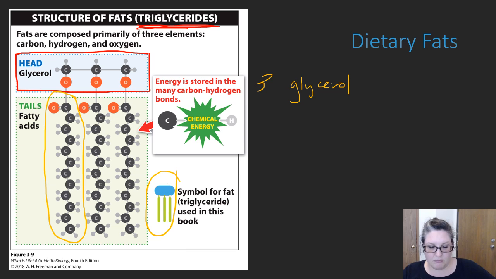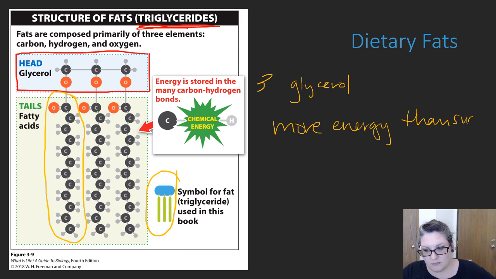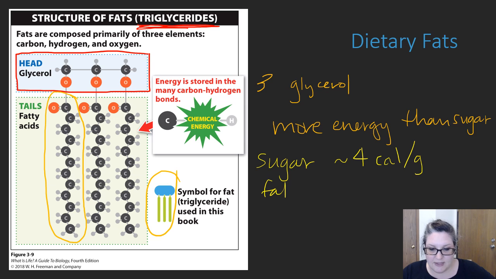So fat contains more energy than sugar. So sugar has about 4 calories per gram, but fat has about 9 calories per gram. So it's over twice as energetically dense. It means we can get more energy from 1 gram of fat than we can from sugar. Now, dietary fats include what we call fats and oils.